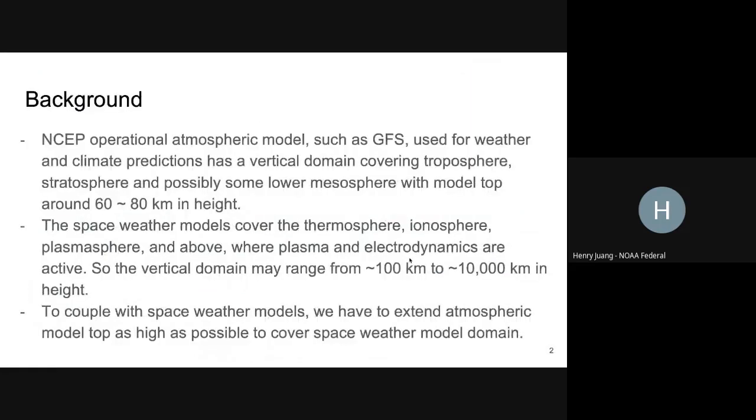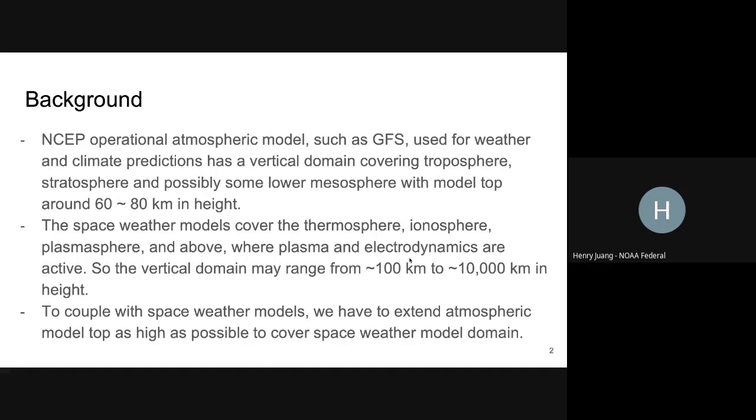Next one. A little bit of background: we know that the NCEP operational atmospheric models, such as GFS, used for weather and climate, have a vertical domain covering the low atmosphere, the troposphere, stratosphere, and probably a little bit of the lower mesosphere. It's only around 60 to 80 kilometers in height. But space weather is actually really high. They cover the thermosphere, ionosphere, and plasmasphere, as the team talked about today in the morning.